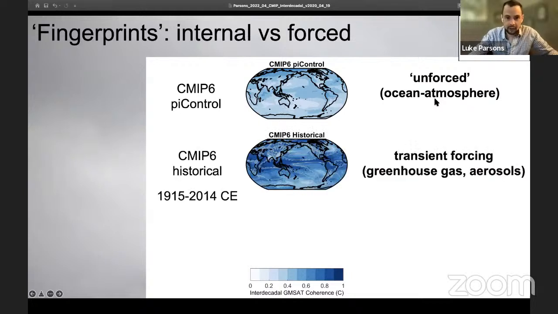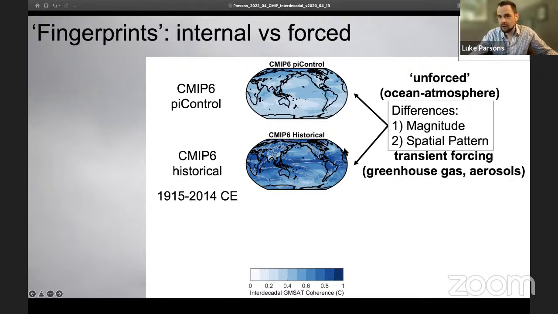Then if we take the historical runs from those same climate models and impose transient greenhouse gas forcing and aerosols, land use change, et cetera, on those models, you start noticing that there immediately are differences, both in the magnitudes, right? This one's darker blue than this one. There's more coherence basically around the globe, and in the spatial patterns, right? It isn't so much of an Eastern Pacific, North Atlantic pattern that pops out here, but much more of a kind of tropical pattern that pops out in the forced runs.